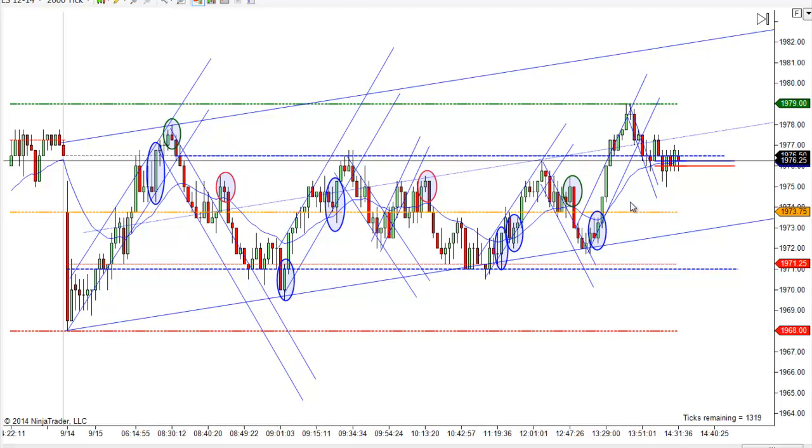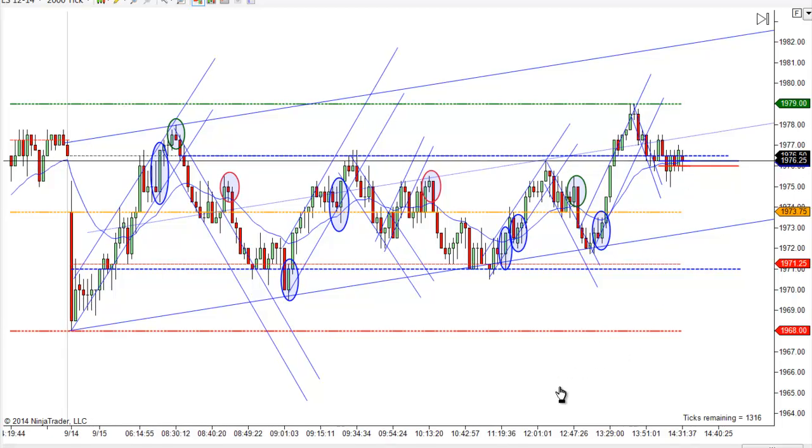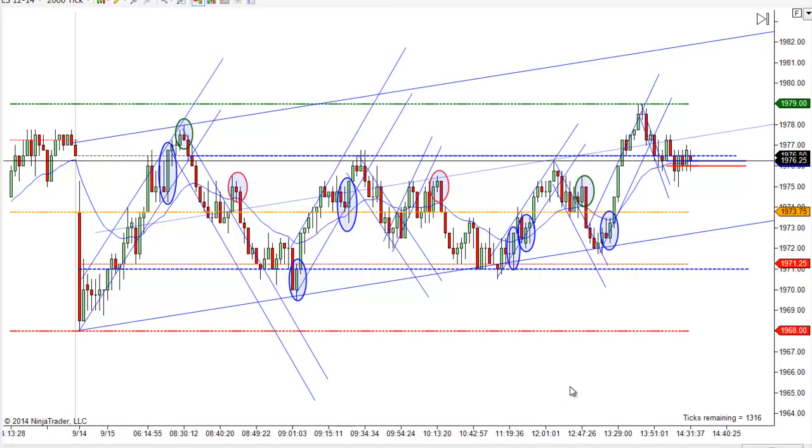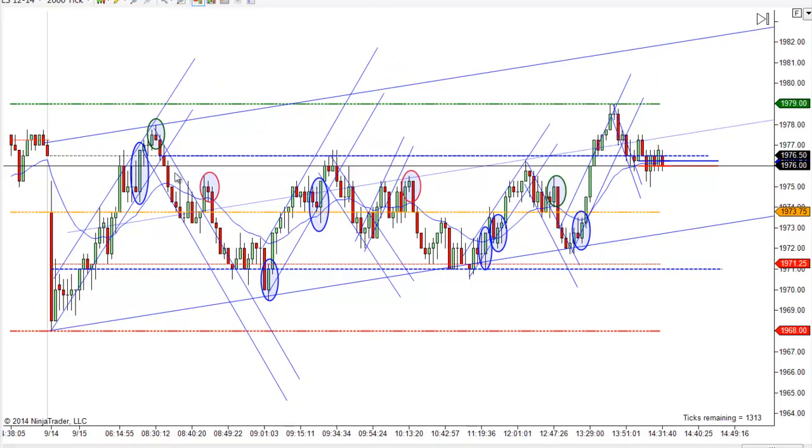So we'll see what happens. But so far they haven't been able to break it lower. Let's talk about the trade, but hopefully that makes sense.